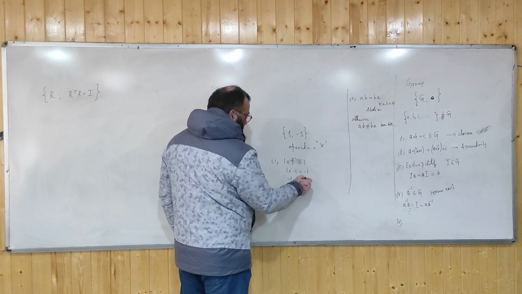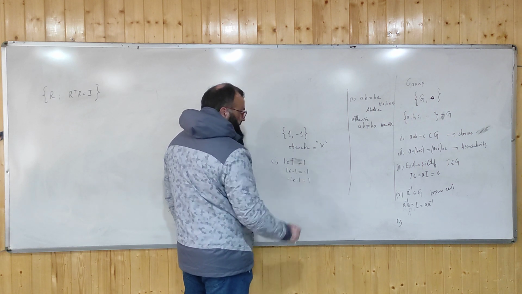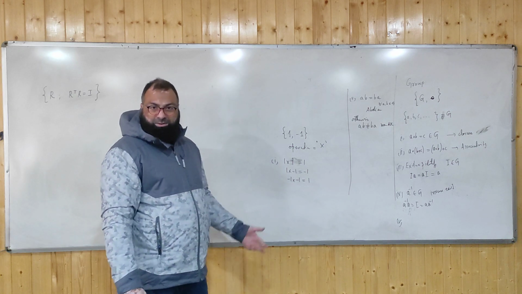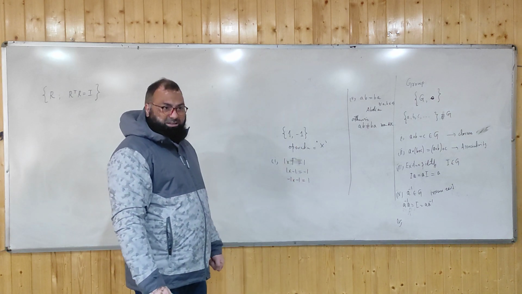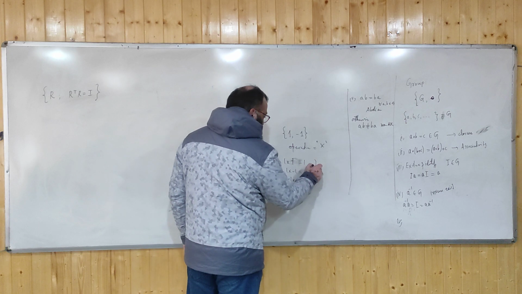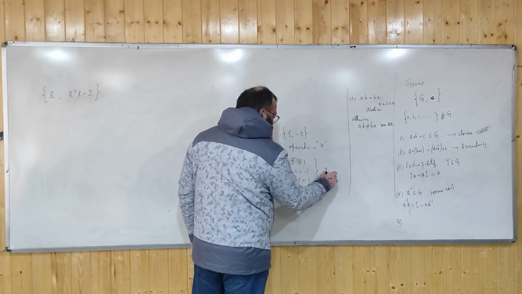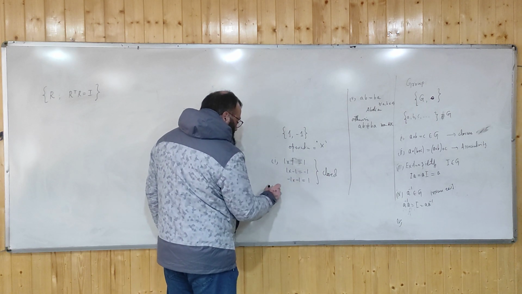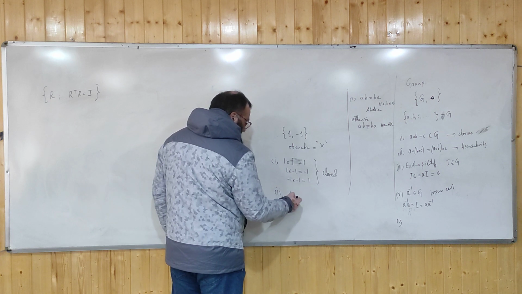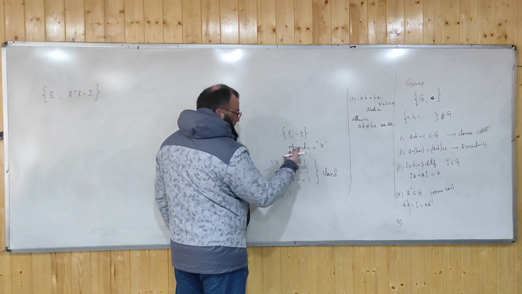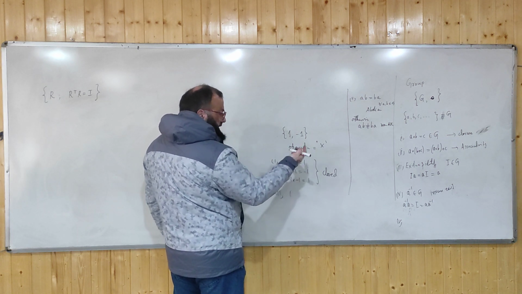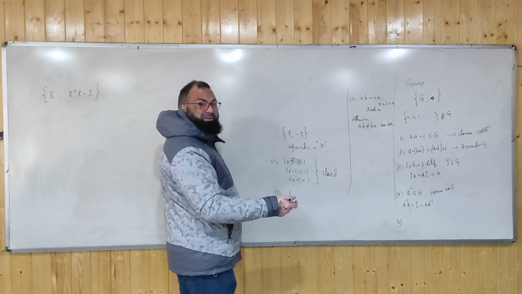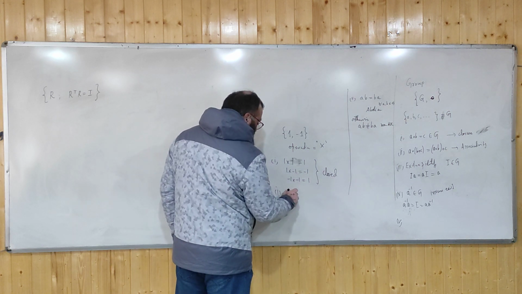So all these elements, 1 and minus 1, belong to this set. That means it is closure. Now let's take the second thing. Because you have only two elements, associativity is automatically followed. Clear? So associativity is followed.